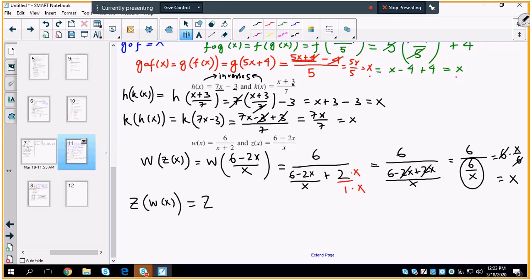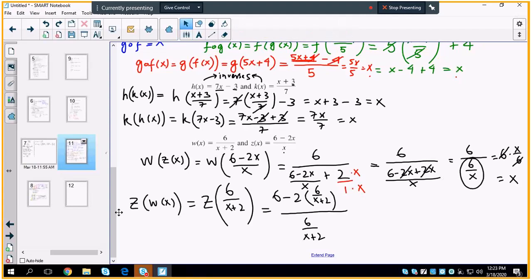It will be z of w of x, which is z of 6 over x plus 2. I look at z. Z is 6 minus 2 times x. And your x is the input 6 over x plus 2, all over x again. So you write 6 over x plus 2. As in the last one, I will write 6 as 6 over 1. And then I multiply x plus 2 both on top and bottom to get the common denominator x plus 2. Let's see what happens. I distribute the 6, I get 6x plus 12.